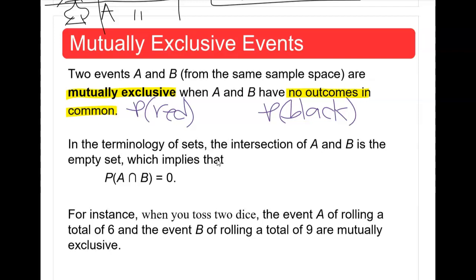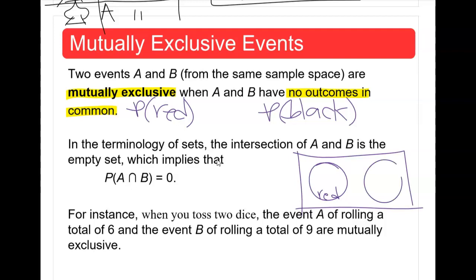Since the intersection, and you could think of a Venn diagram, we could have here the set of all red cards and the set of all black cards. Within the red cards, we have all the hearts and the diamonds. And over here, we have the clubs and the spades. They have nothing in common, so there's no intersection.